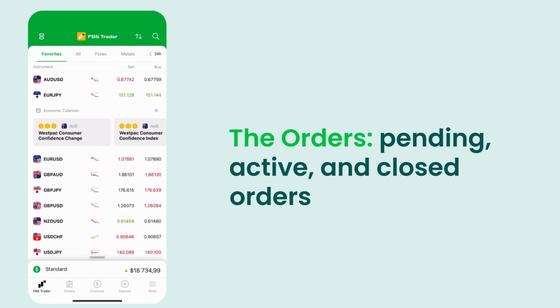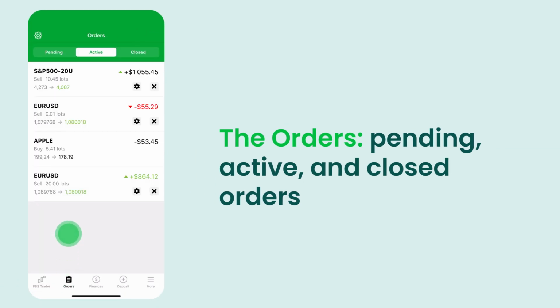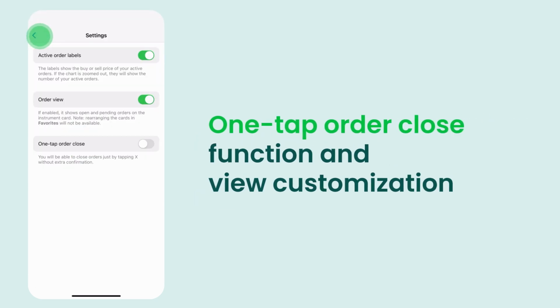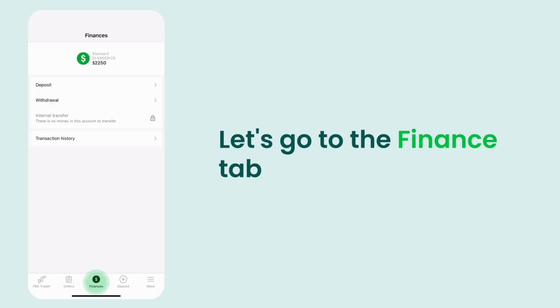Now, let's talk about the Orders tab. Here, you can access your pending, active, and closed orders. The Settings icon in the upper left corner allows you to activate the one-tap order close function and customize the view. Now, let's go to the Finances tab.